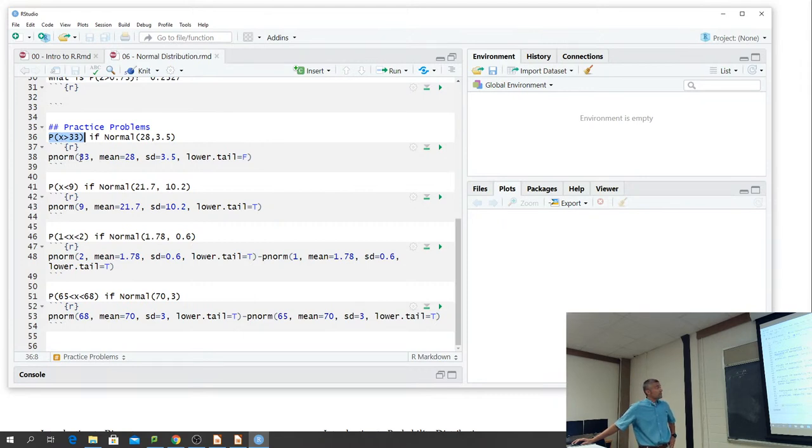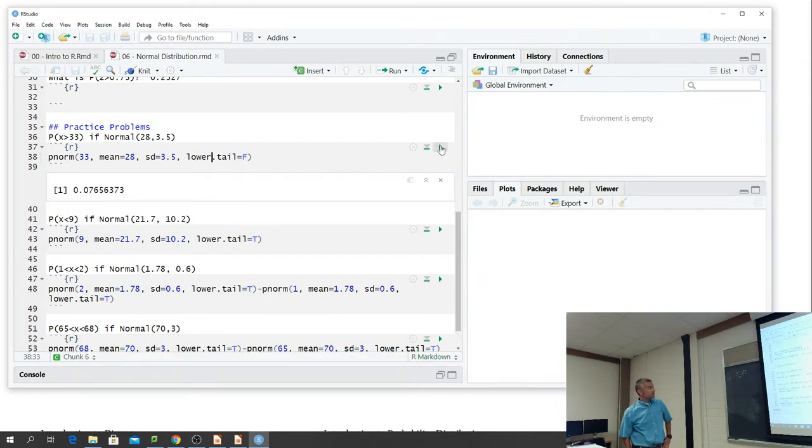So I use pnorm, it's going to give us the area under the curve. All right, 33 is our target point. Our distribution has a mean of 28, SD of 3.5, and lower.tail equals FALSE because we want the area to the right of that line. We don't want to the left, we want to the right of it. So if I run it, I get a number, 0.0766.